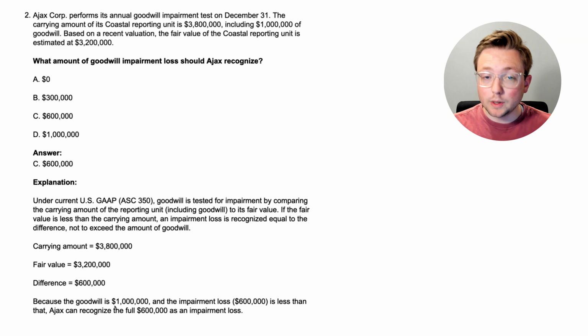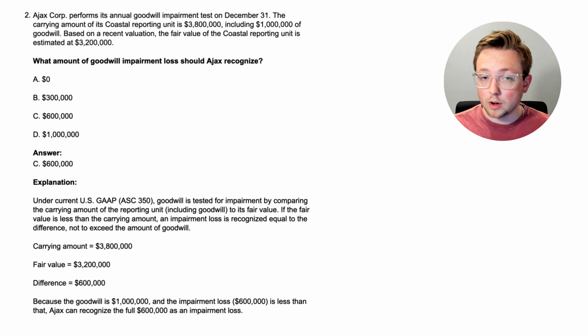Now, because the goodwill is $1 million, which was talked about up here, it's included in the $3,800,000. The impairment loss, which is the $600,000, is less than that, so they must recognize the full $600,000 as an impairment loss. So it's a very straightforward calculation. You just take the carrying amount, and that includes the goodwill, less the fair value that they're estimating, and that difference is the impairment loss of the goodwill.